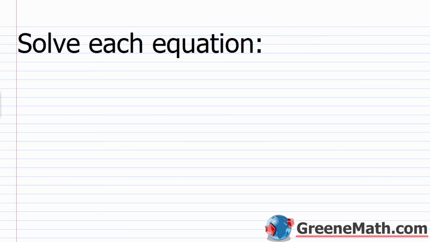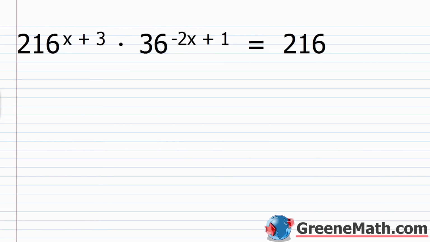All right, we want to solve each equation. We're going to take a look at 216 raised to the power of x plus 3 multiplied by 36 raised to the power of negative 2x plus 1, and this equals 216.